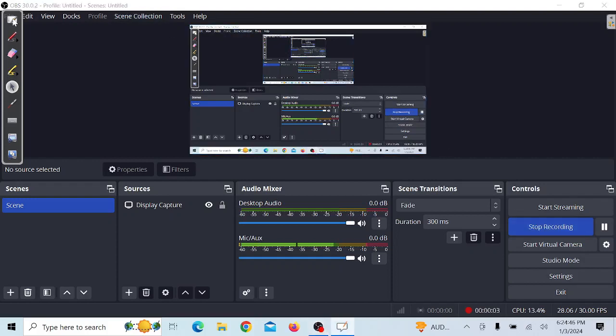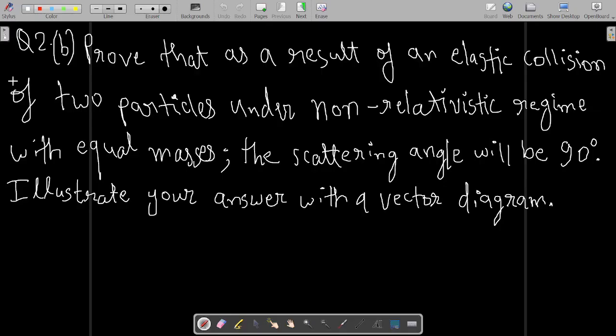Let's move on towards question number 2b of 2013 physics optional. The question says: prove that as a result of an elastic collision of two particles under non-relativistic regime with equal masses. So two particles have equal masses and they are undergoing an elastic collision, in a non-relativistic regime. What does it mean by non-relativistic regime?